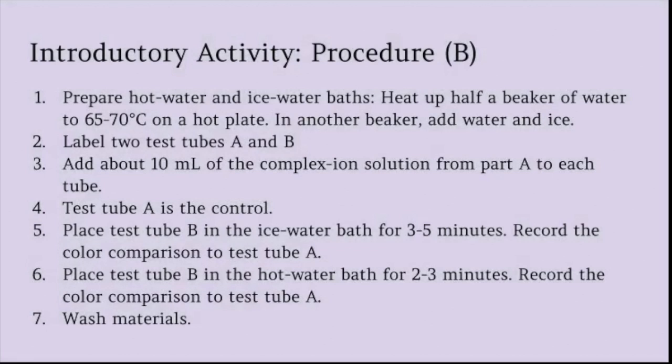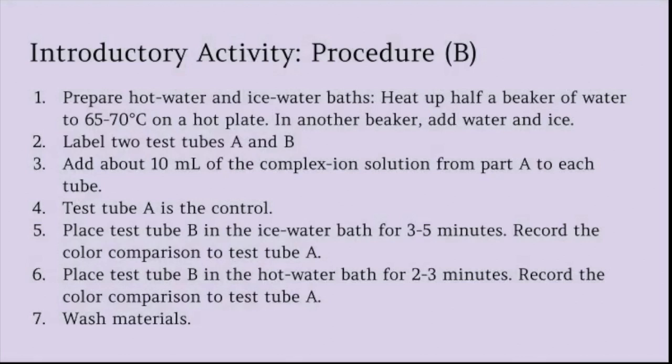Start off by filling 2 beakers with tap water. 1 beaker will be heated to 65 to 70 degrees Celsius to be a hot water bath, while the other will be filled with ice to be an ice water bath. Next, label the 2 test tubes A and B. For each tube, add 10 milliliters of the complex ion solution from part A. Test tube A will be the control.